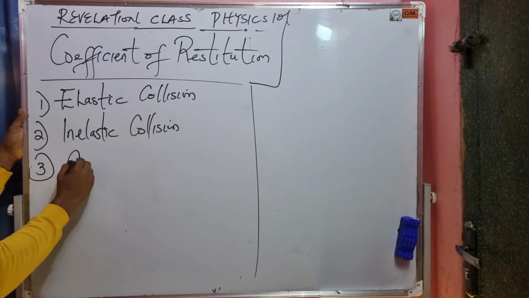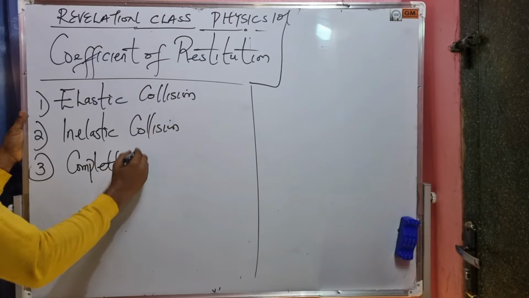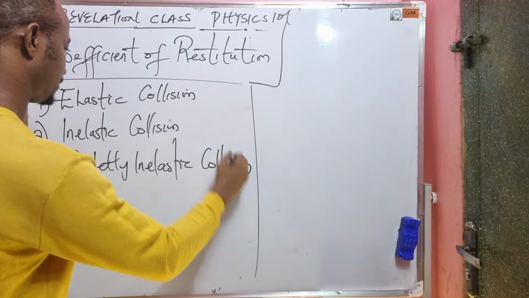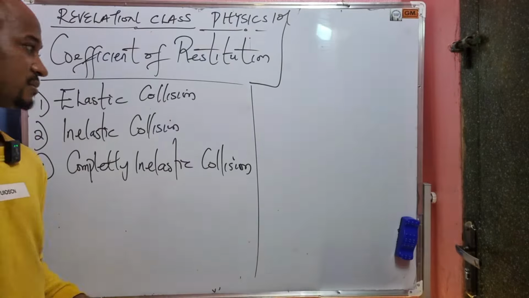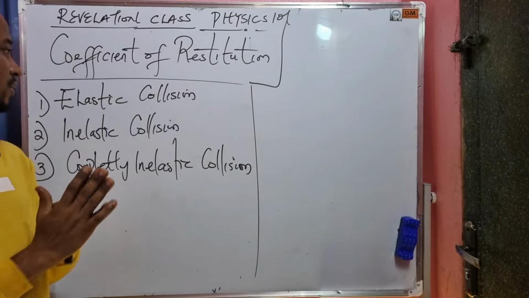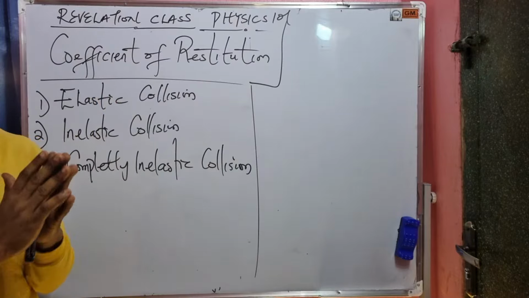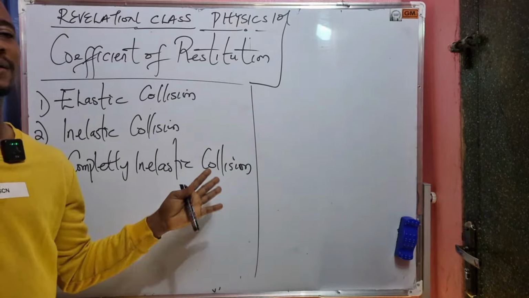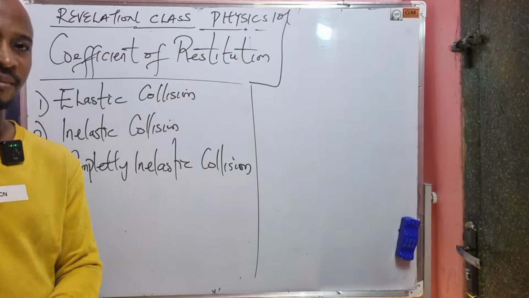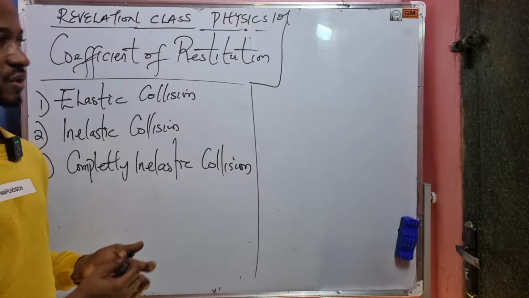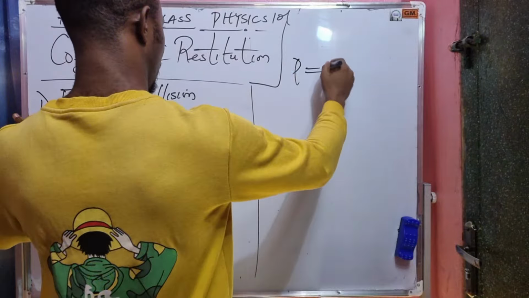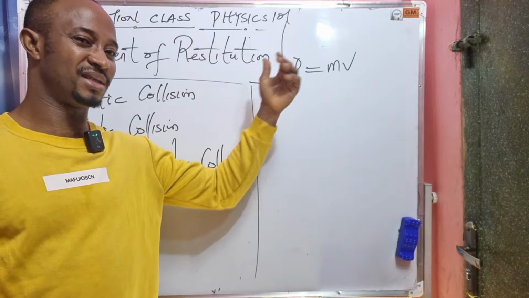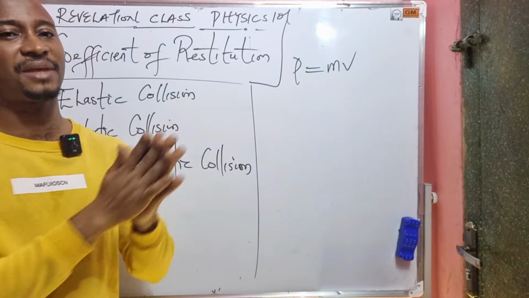The third one is called completely inelastic collision. Now, when you hear the word elastic collision, in elastic collision, momentum and energy are conserved. Meaning, when two bodies collide together, their momentum before collision is the same as momentum after collision. What is momentum? Momentum is the product of mass times velocity. Meaning the product of their mass and their velocity before collision is the same as after collision.